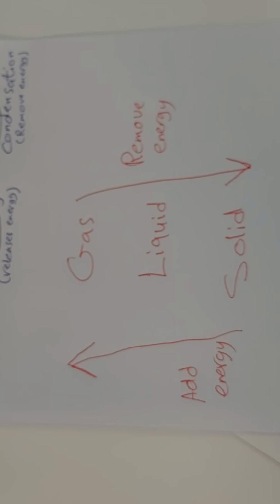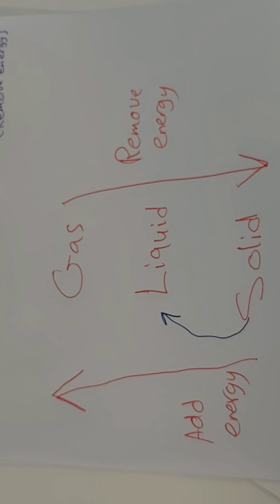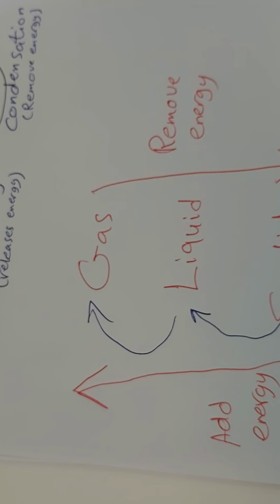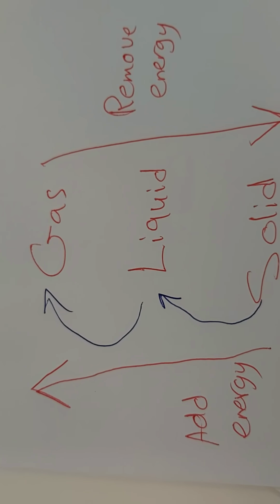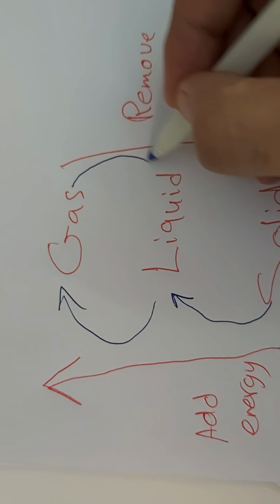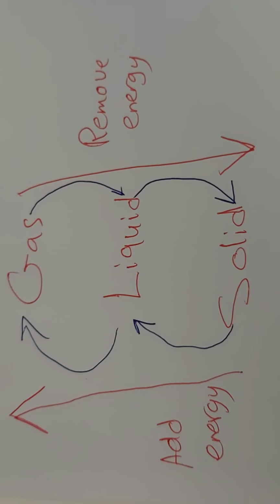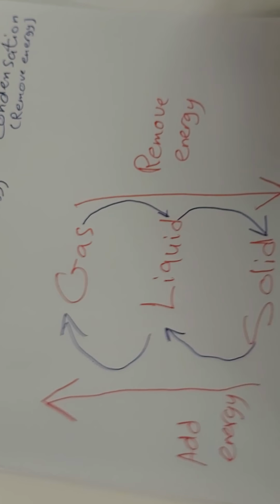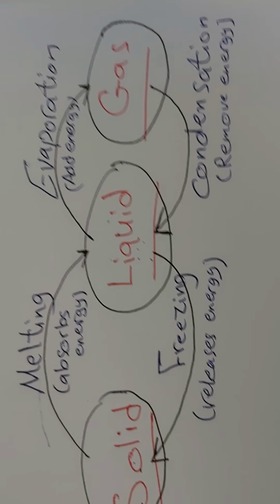Okay, we said that. So from solid into liquid, or melting, we have to add energy, and also liquid into gas, we call it evaporation, we have to add energy. Up to down, condensation and freezing, we have to remove energy. Okay? Now let's see again. Let's remember again before.